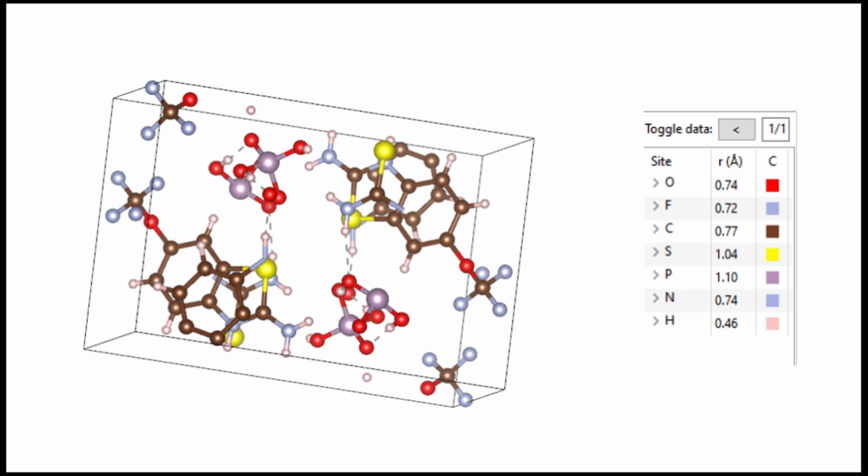This is how it is visualized in VESTA. This is the unit cell of this particular compound, and it is also monoclinic. And we can see some hydrogen interactions and ion-ion interactions here and there in this particular moiety.